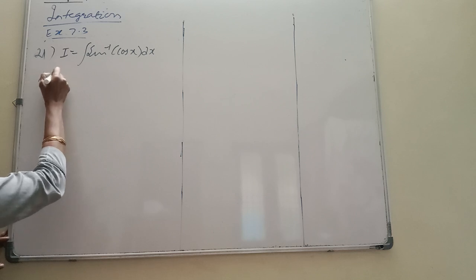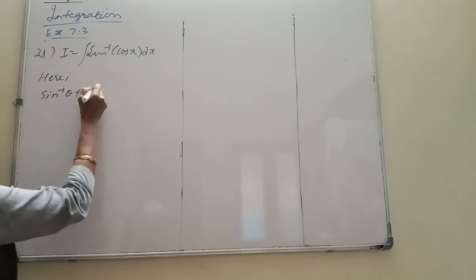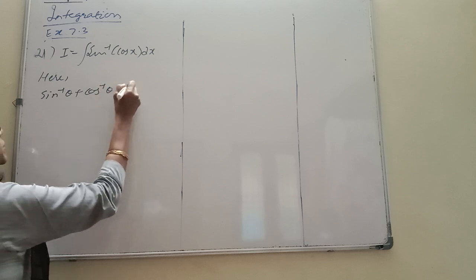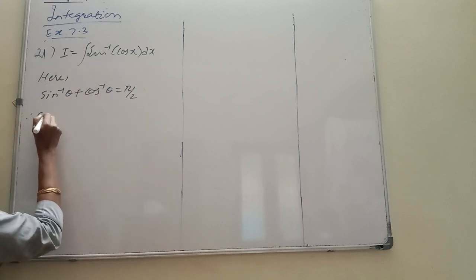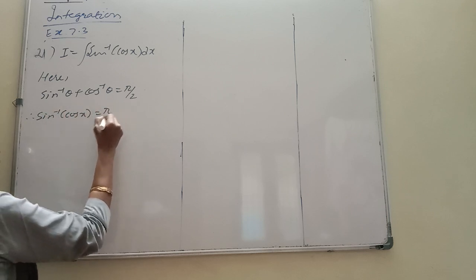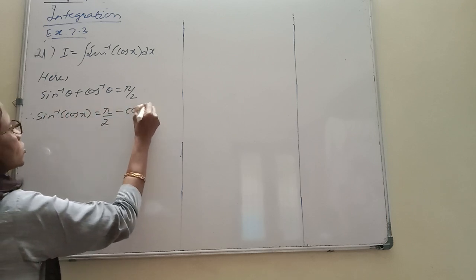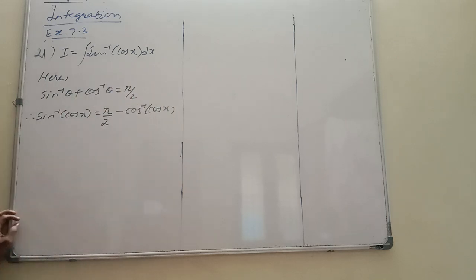So we are all aware of the property that sine inverse of theta plus cos inverse of theta is pi by 2. Because of that, sine inverse of cos x can become pi by 2 minus cos inverse of cos x, by the same property, because cos inverse of theta will go on the other side, and here your theta is cos x.